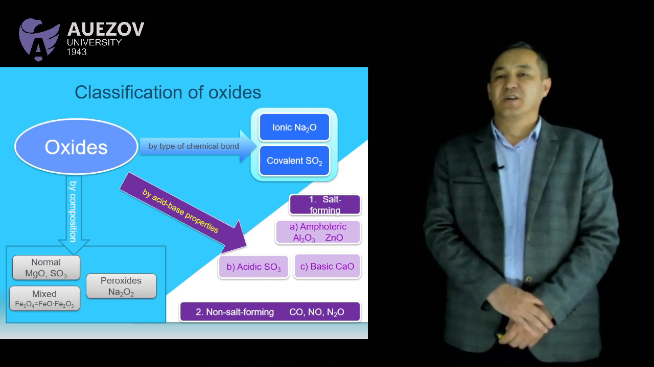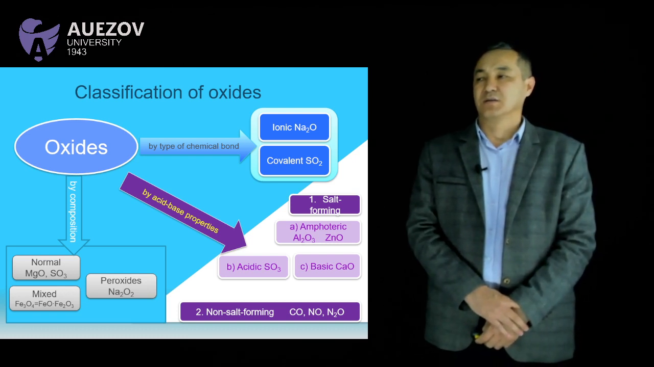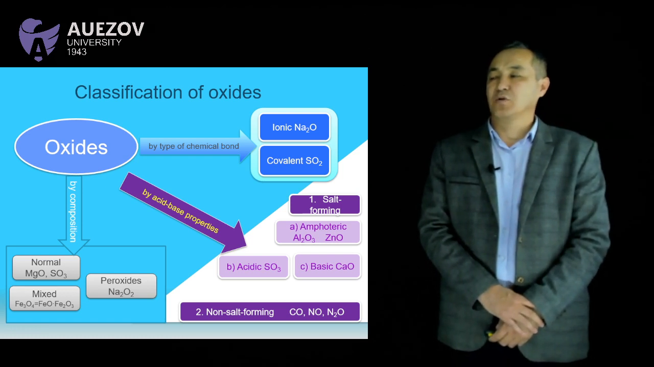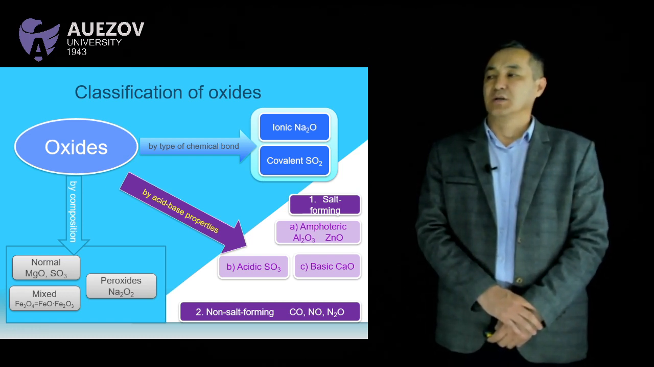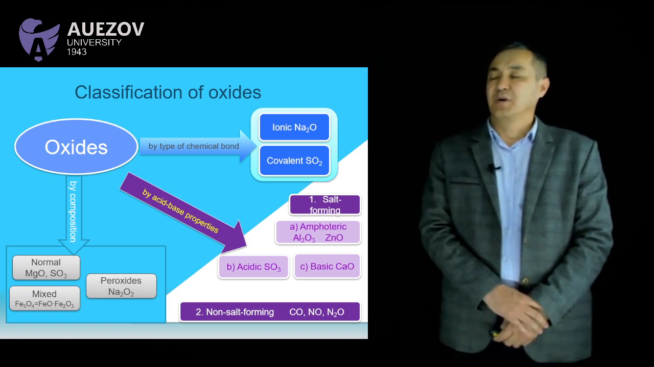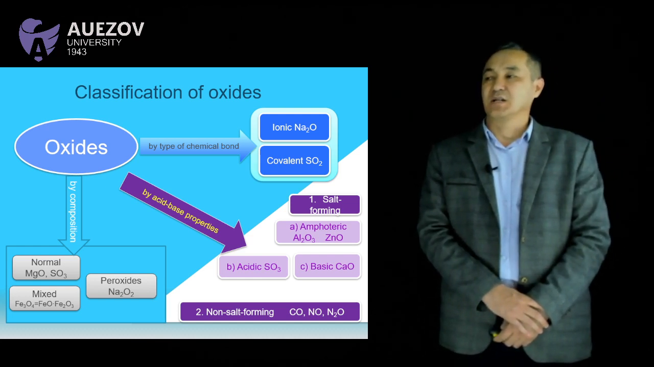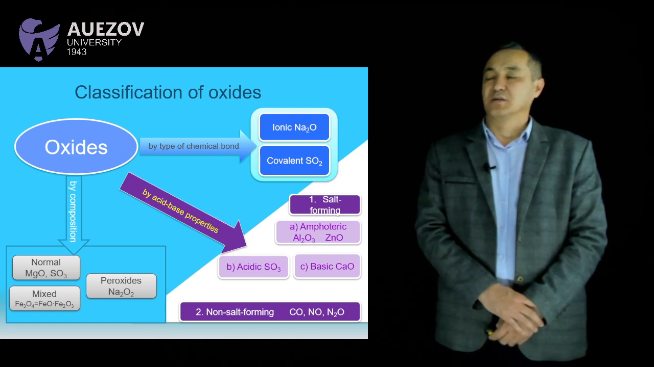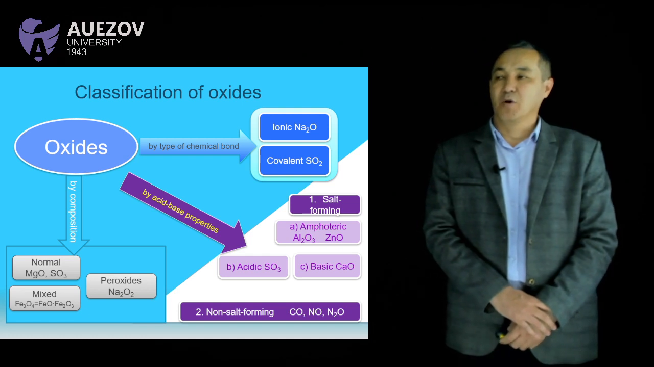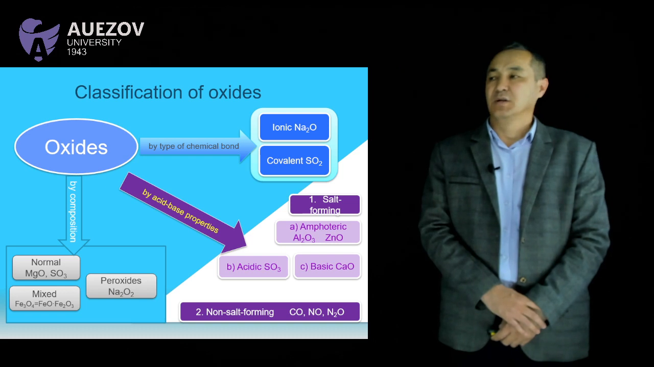We can classify these types of chemical substances according to several things. For example, oxides are classified by type of chemical bond, for example, ionic and covalent bond.